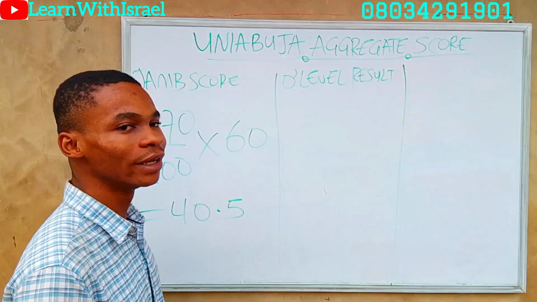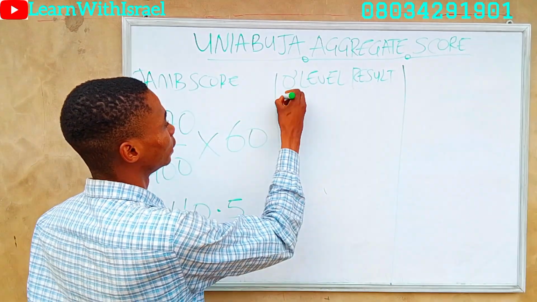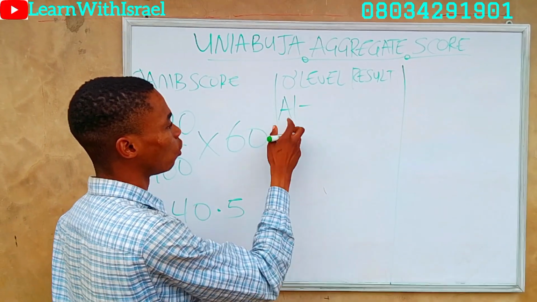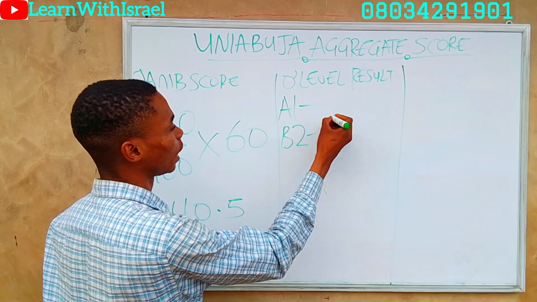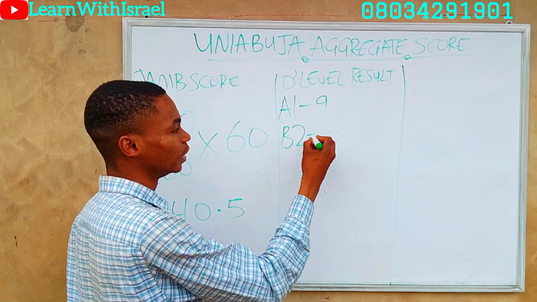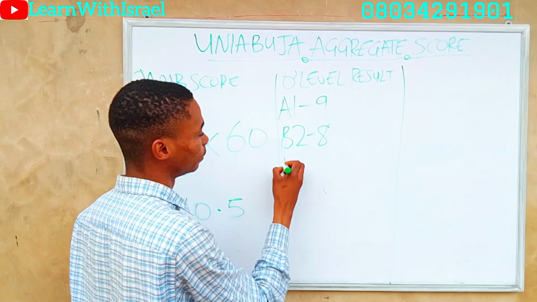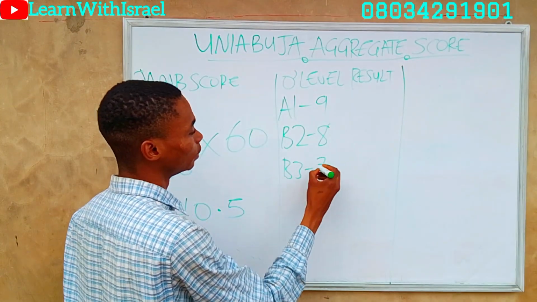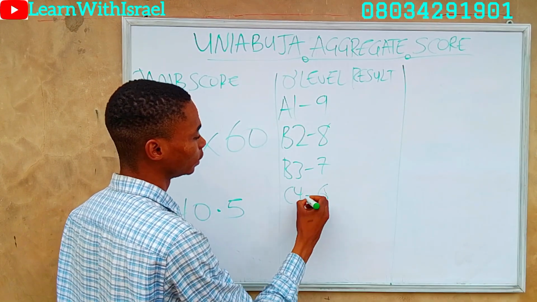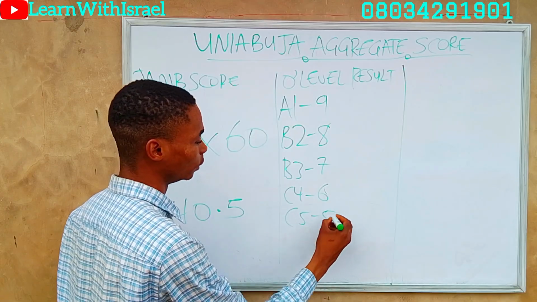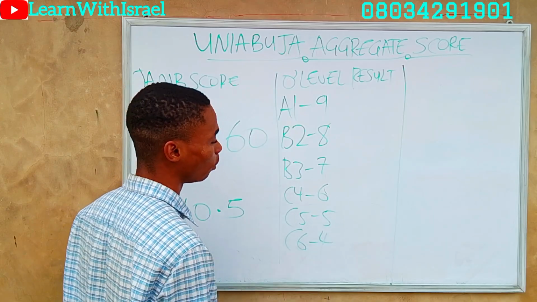So, now to the O-level result. The points for O-level results for UNIABUJA: A1 is 9 points, B2 is 8 points, B3 is 7 points, C4 is 6 points, C5 is 5 points, while C6 is 4 points.